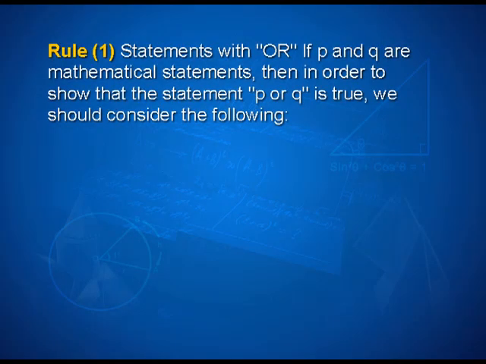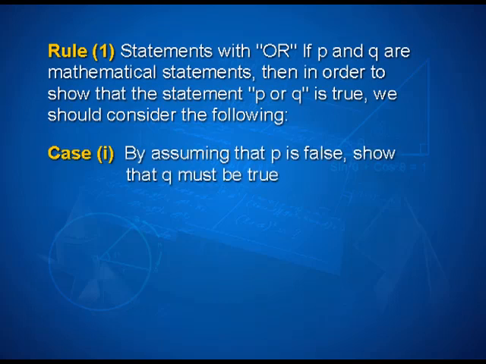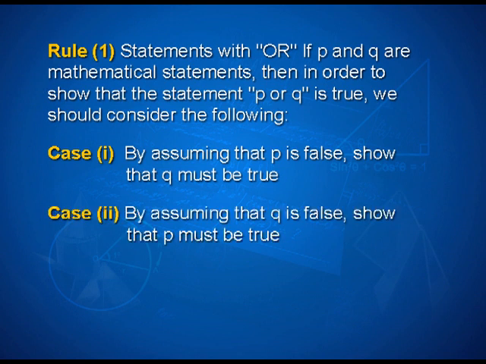Rule 2 says, for statements with 'or', if P and Q are mathematical statements, then in order to show that the statement 'P or Q' is true, we should consider the following. Case 1. By assuming that P is false, show that Q must be true. Second case is, by assuming that Q is false, show that P must be true.